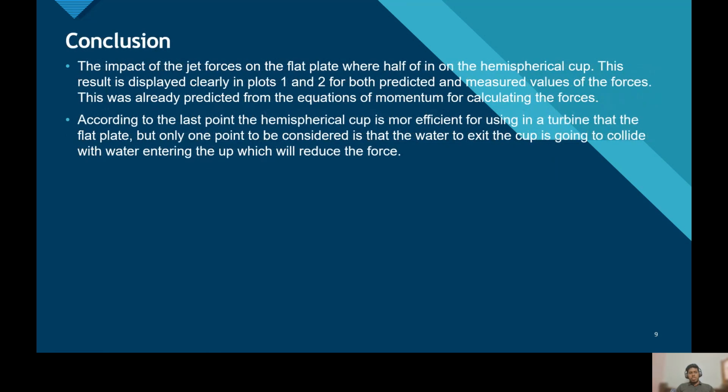So, in conclusion, the impact of the jet forces on the flat plate were half of those on the hemispherical cup. This result is displayed clearly in plots 1 and 2 for both predicted and measured values of the force. This was already predicted from the momentum equation for calculating the forces. According to the last point, the hemispherical cup is more efficient for use in a turbine than the flat plate. But one point to be considered is that the water exiting the cup is going to collide with water entering, which will reduce the force.